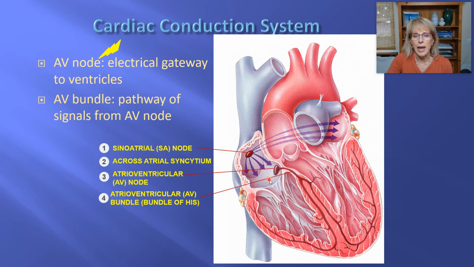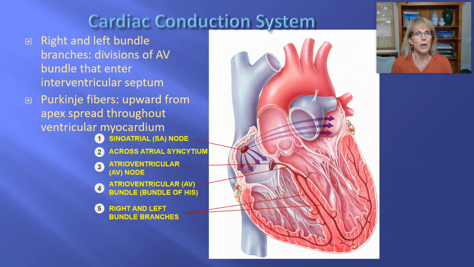So the AV node needs to be able to send a message down the bundle of His, and then the atrioventricular bundle branches into these things called bundle branches, one for the right side of the heart, one for the left side of the heart. And in that way, everything gets down to the apex of the heart. Now, while the action potential is traveling down the bundle of His and the bundle branches, we actually don't have any contraction of the ventricles at that point. So the atria have contracted, the action potential slows a little bit as it gets to the AV node, and that gives the atria a little bit more time to fill up the ventricles.